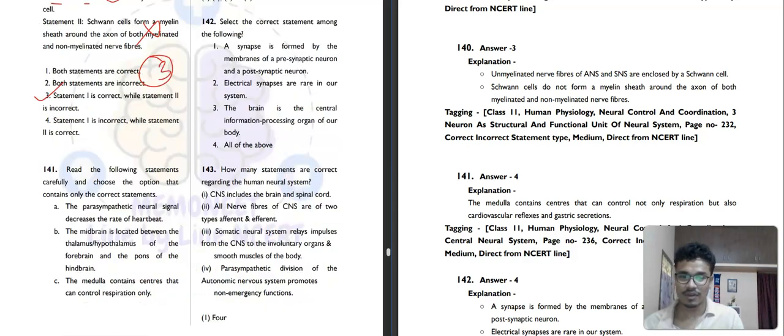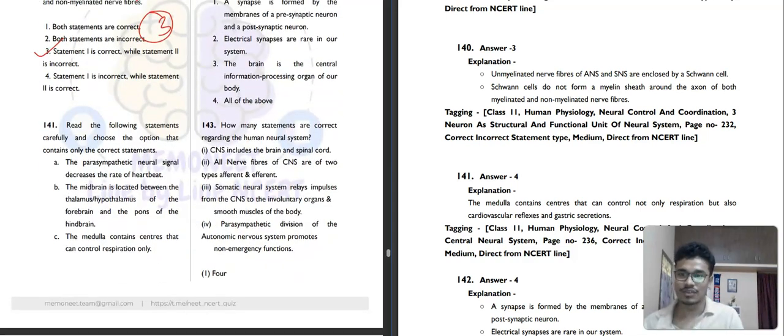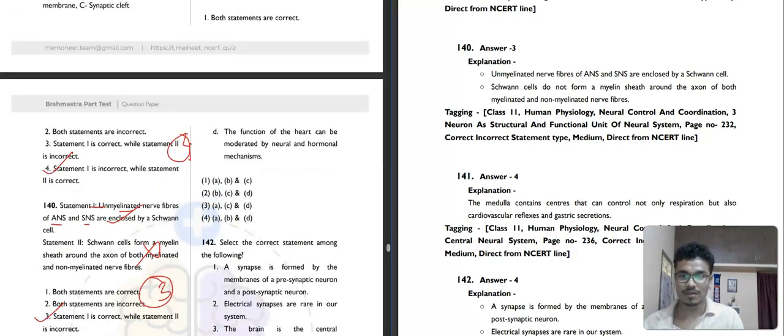It is saying, read the following and choose the option that contains only the correct option. The parasympathetic neural signal decreases the rate of the heartbeat, yes. And then the midbrain is located between the thalamus, hypothalamus of the forebrain and the pons of the hindbrain, correct. And then the medulla contains centers that control respiration and cardiovascular reflexes. And the function of the heart can be moderated by neural and hormonal mechanism, correct. So the only correct ones are A, B and D, fourth option.